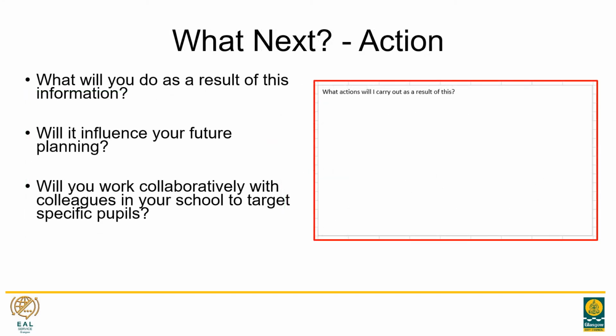Finally, once you've gathered all your information together and you have got your story section, then you move on to the action section. And here you'll think about what can you do as a result of this information. How will it influence your future planning? What might you change or do differently in your day-to-day teaching? Will you work with different colleagues to try and meet the needs of the target learners? Will you work collaboratively with different colleagues in your schools to target different pupils? Will your planning change because of this?